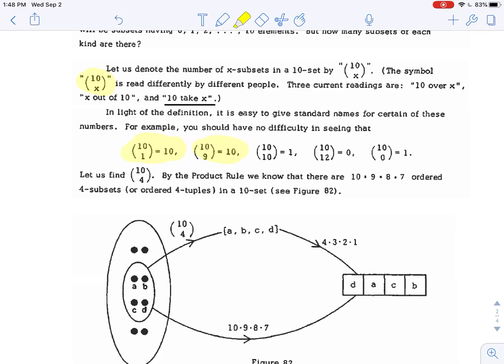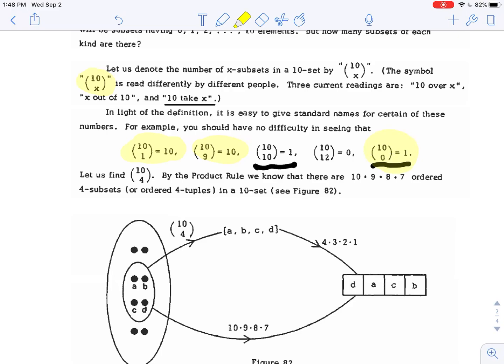When you're saying 10 out of X or 10 take X, there are a number of different ways we say it. Usually I'll just say 10 choosing X or 10 take X. If I've got 10 elements and I take 1, there's 10 ways I could do that. If there's 10 elements and I take 9, there's also 10 ways to do that. 10 elements choosing 10, there's one way to do it. 10 elements choosing nothing, there's one way to do that as well. So be careful with that. When I say 10 choosing 0, that's 1.